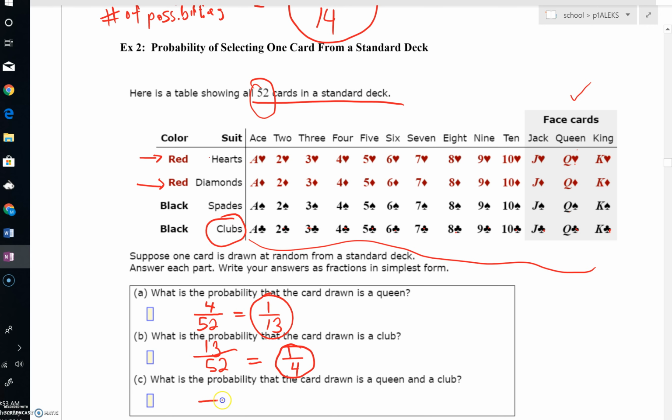Watch out for letter C. It says, what is the probability that you get a queen and a club? You only have 1 card. It must be a queen and at the same time, it must be a club. I hope you would agree that there's only one card that would do that. It's the Queen of Clubs. You have to be a queen, but you must also be a club.